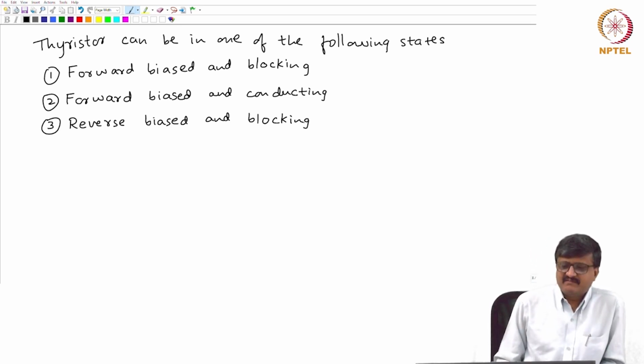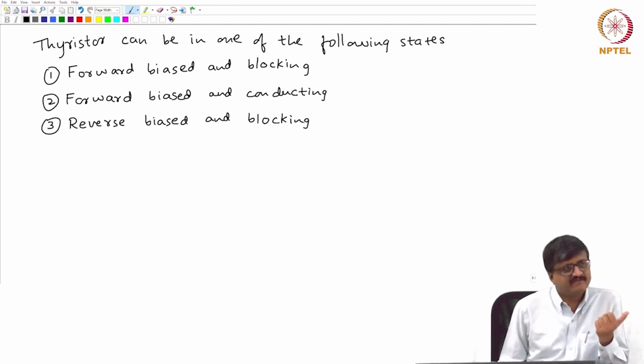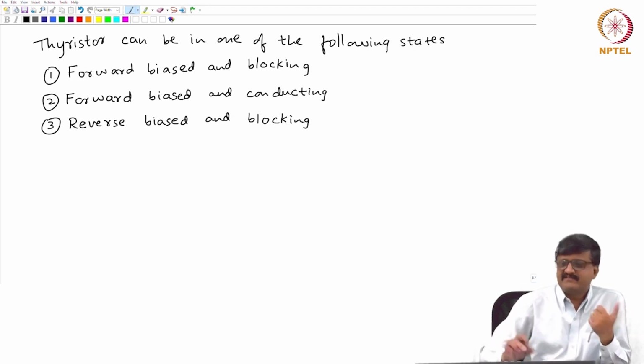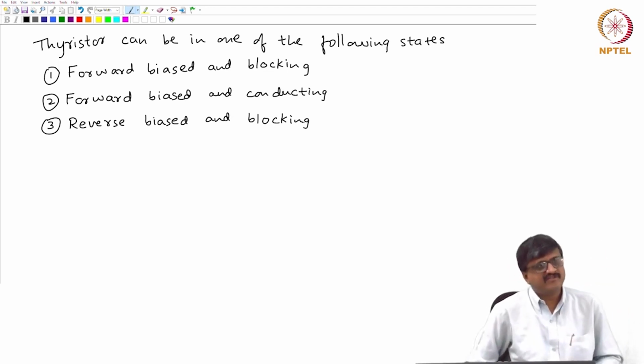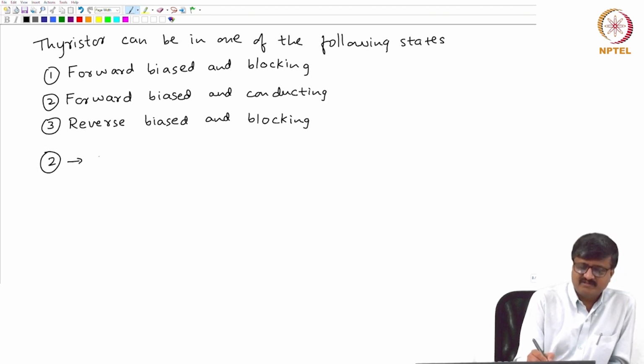Now, among these three states, which one is on state, which one is off state? I have not given a very precise definition of on and off, but I said that it is related to current flow. If there is a current flow, we say it's on state. If there is no current flow, we say it's off state. Okay. So only state 2 is on state. One and 3 are off states.